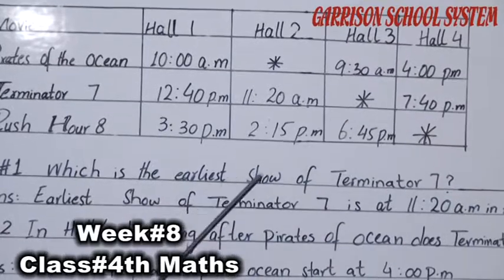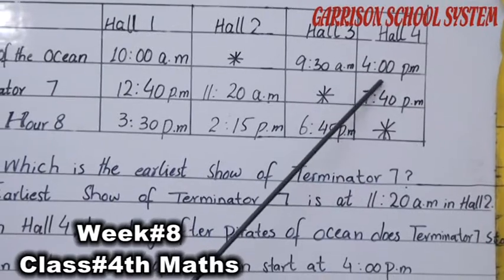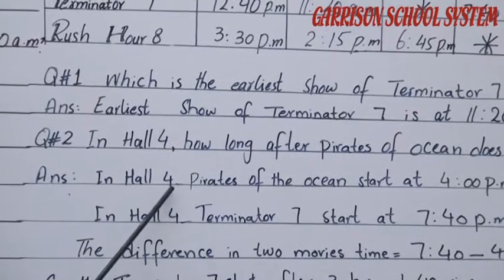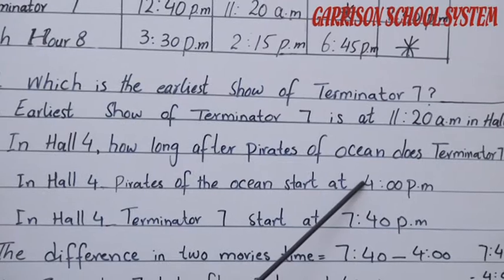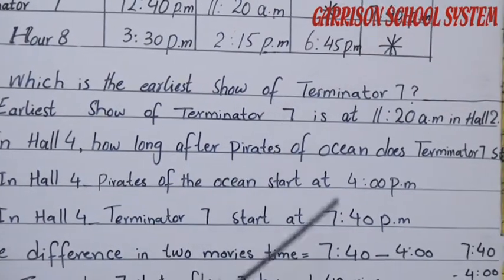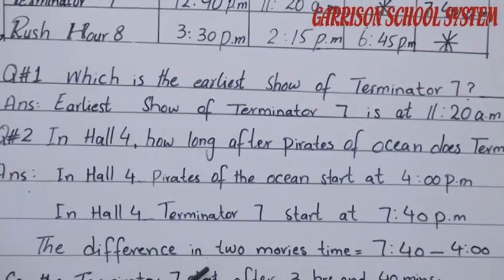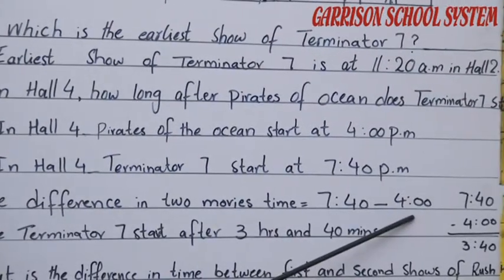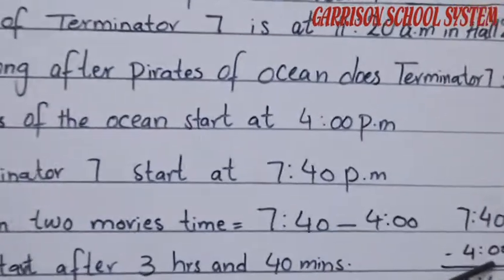So we need to find the difference between 7:40 p.m. and 4 p.m. Firstly, in hall 4, Periods of Motion starts at 4 p.m. and in the same hall 4, Terminator 7 starts at 7:40 p.m. So we find the difference in the two movie times, that is 7:40 p.m. minus 4 o'clock p.m.